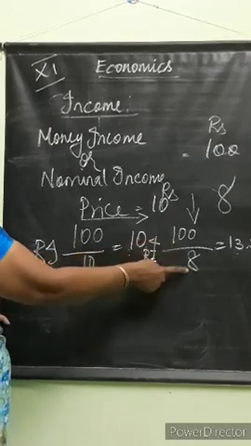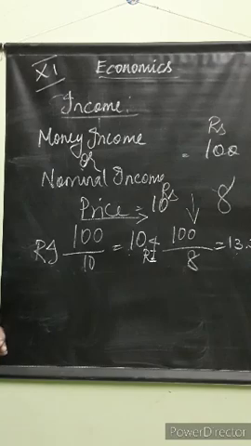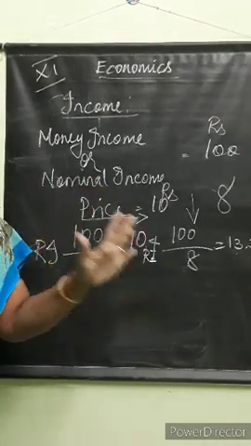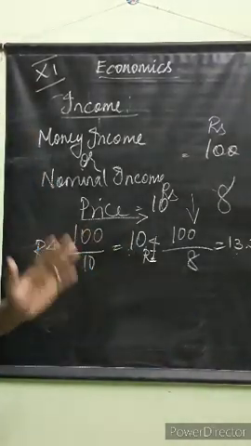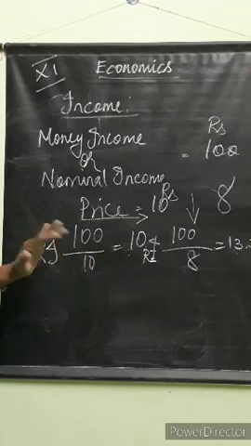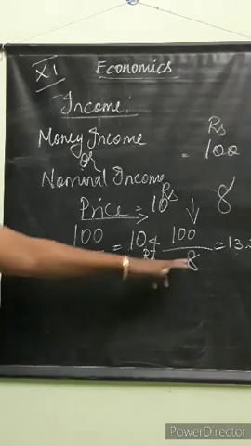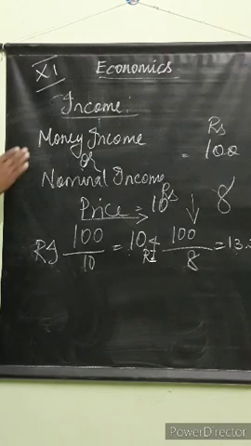So when the price falls, the real income increases. Real income is nothing but the purchasing power of the money. ஒரு குறிப்பிட்ட அளவு பணத்தை கொண்டு எவ்வளவு பொருட்களை வாங்க முடியும் அப்படிங்கறத பேசினா அது real income. So if the price falls, the real income increases. Do you understand? They have given what is money income or nominal income and real income. But I have given you that explanation. Will you be able to understand, girls?